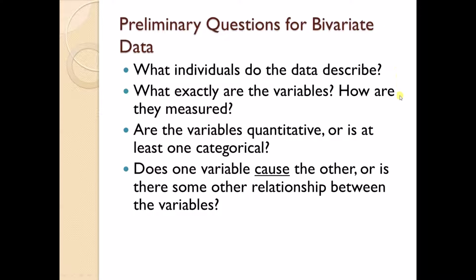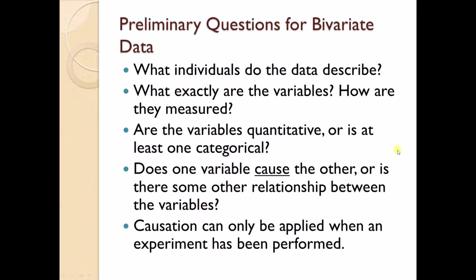What we would need to do to verify or to show causation is to perform an experiment. So pretty much what we're doing in this chapter is pre-experiment. Experiments will be in the next chapter. It's like preliminary research leading possibly up to an experiment.